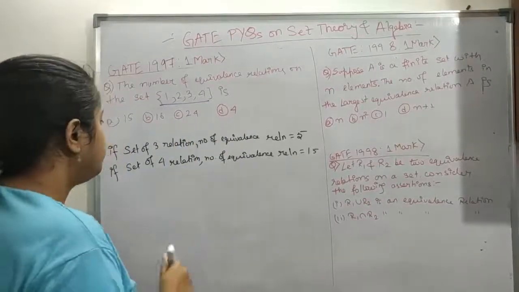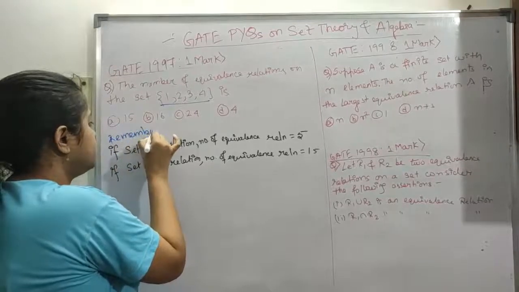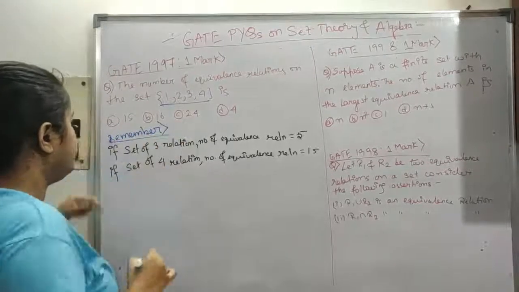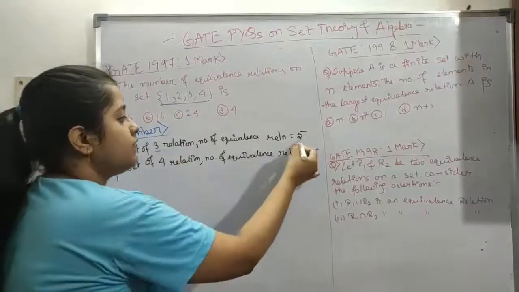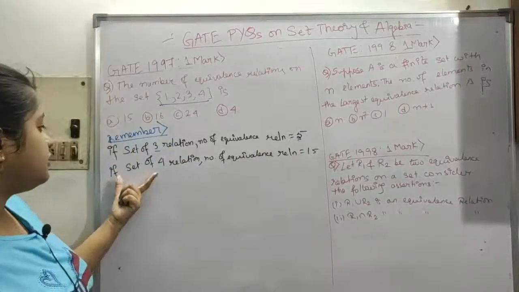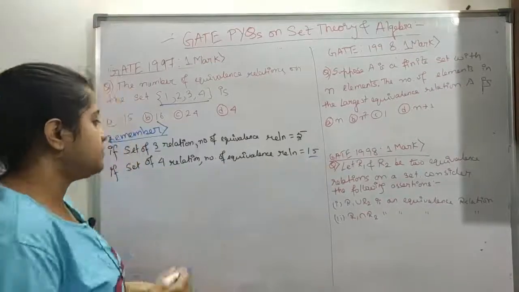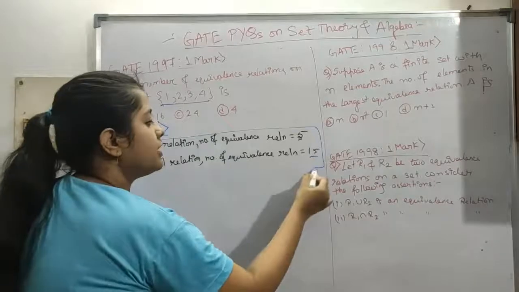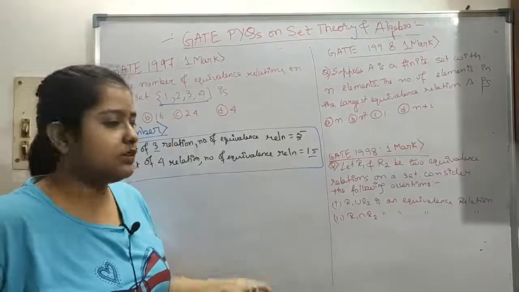Okay, so here you have to remember something. If a set has 3 elements, the number of equivalence relations will be 5. If a set has 4 elements, then the number of equivalence relations will be 15. Actually finding this is really tough, so it is better you remember this.